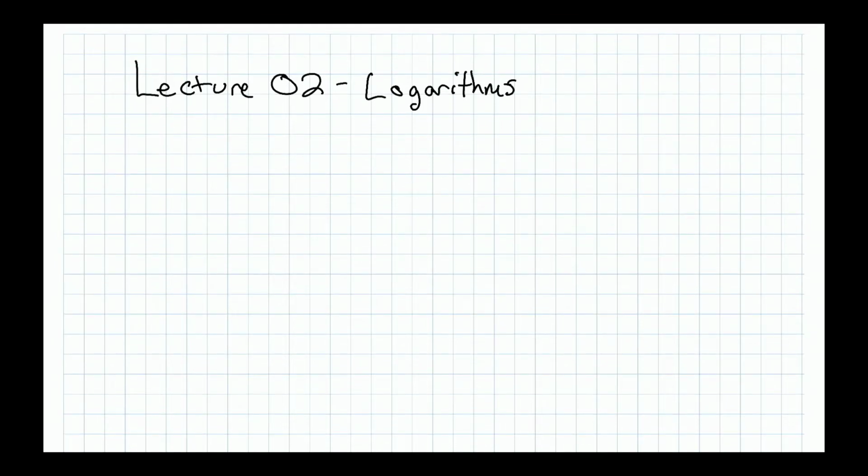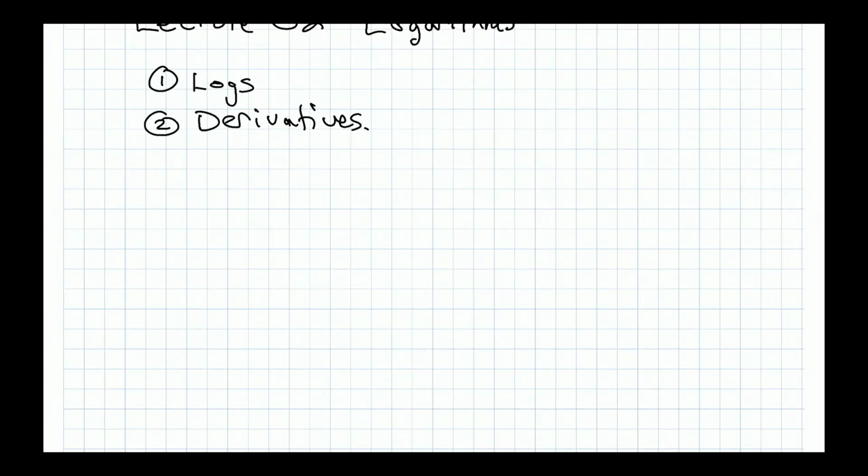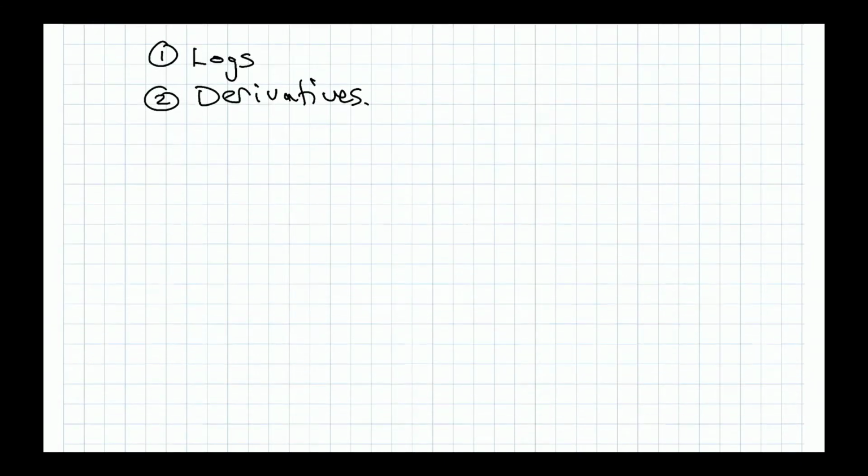Anyway, let's get started. So what we need to look at today are logarithms and derivatives of logarithms. So, how are we going to do that? Well, there's a few ways to go about it. One of the ways involves something that we haven't gone over yet, and so we're not going to do that. Let's just define logarithms.